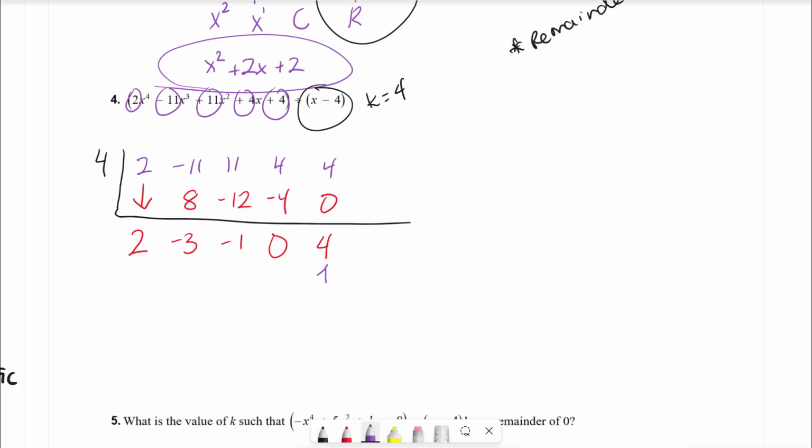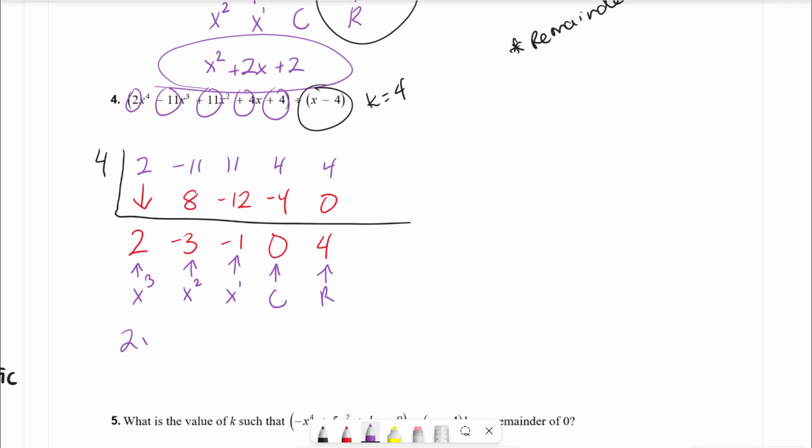This term, my remainder. This term, my constant. This term, my x to the first. This term, my x to the second. This term, my x to the third power.